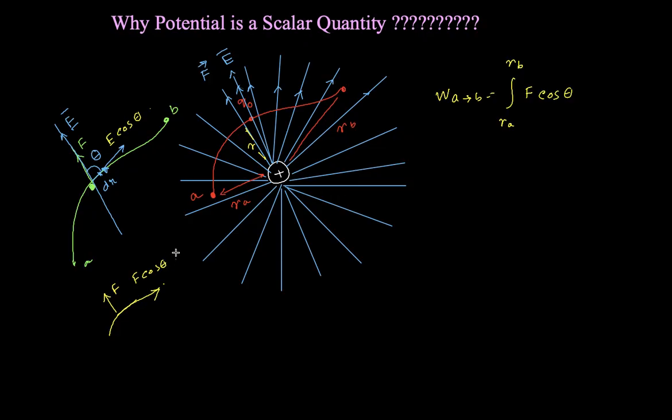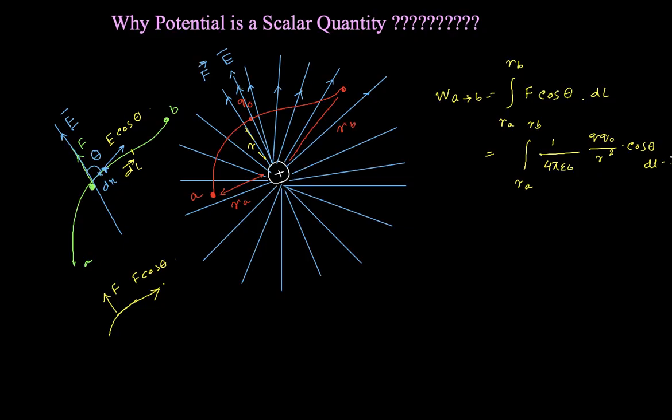So the electric field is in the direction of the force. If we take the component of force as F cos theta, the work is F cos theta into dl, where dl is the displacement vector acting along this path. So we can write the integral from RA to RB, where F is 1 by 4 pi epsilon naught, Q naught by R square, into cos theta into dl.